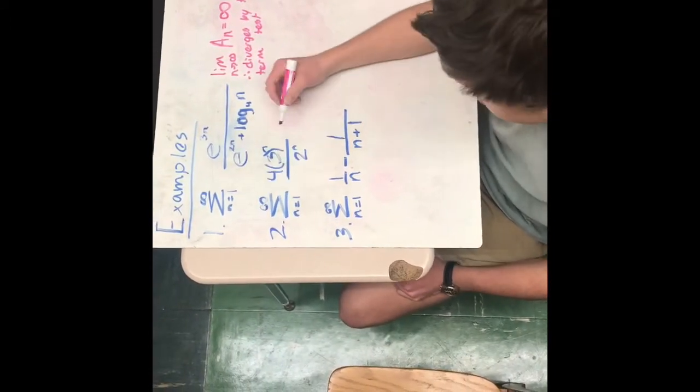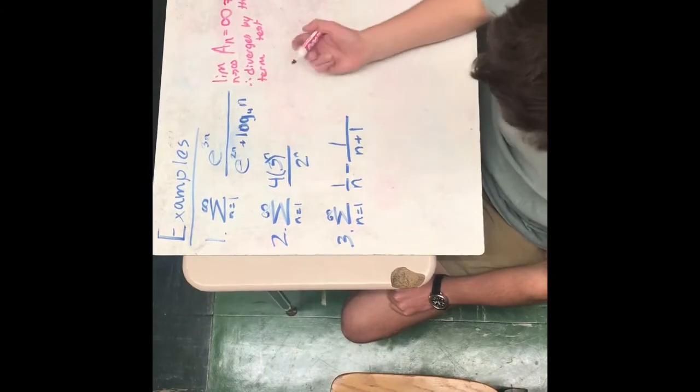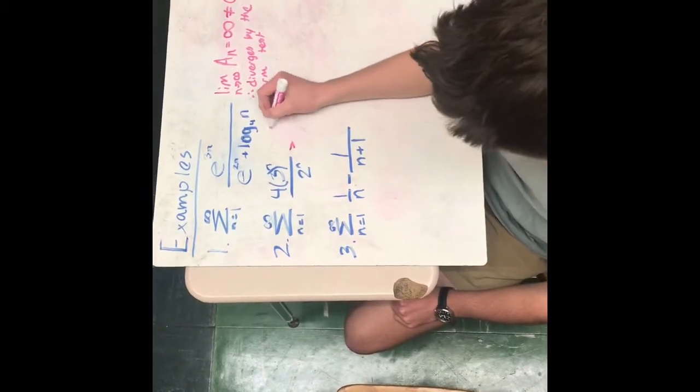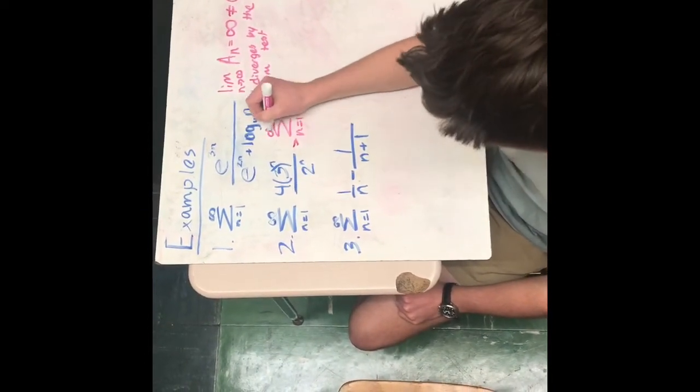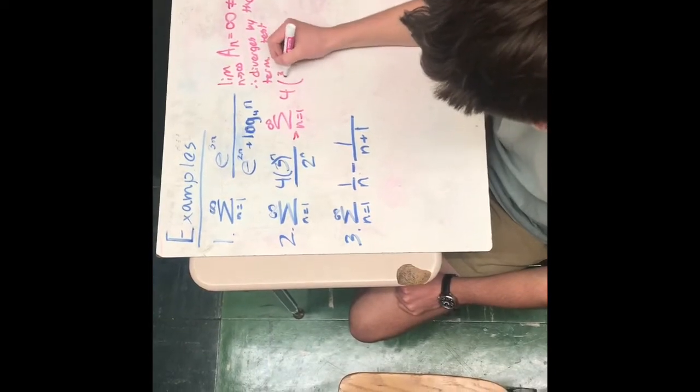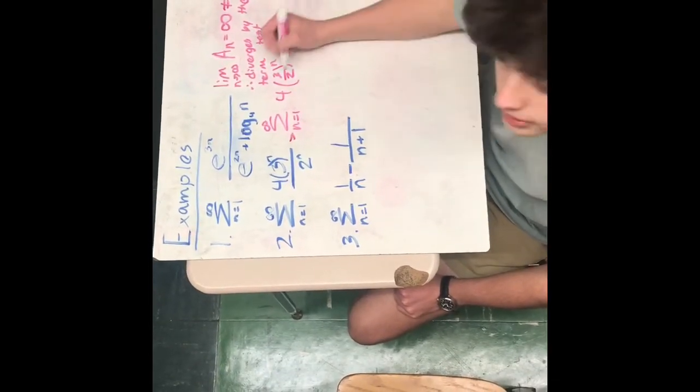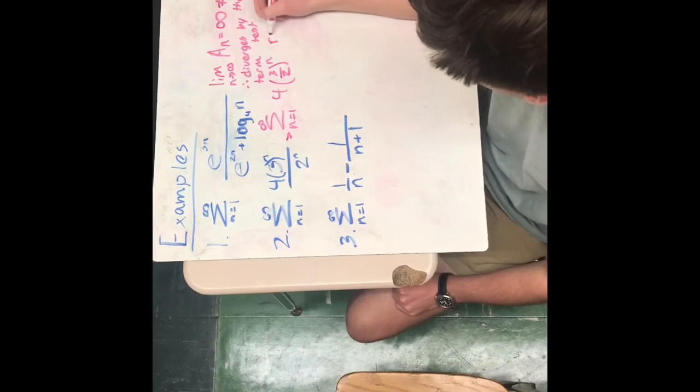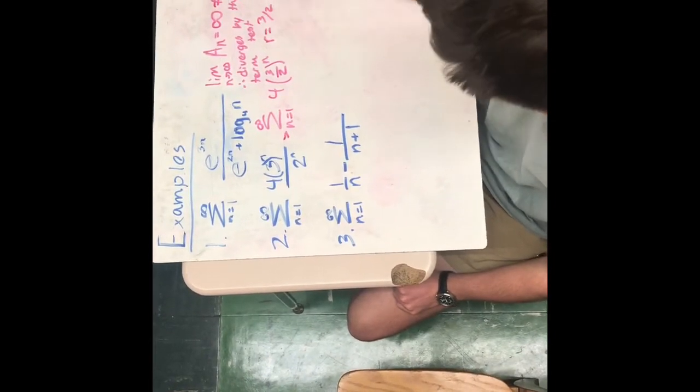Alright, the next one I can tell that this is a geometric series because I have 3 to the n over 2 to the n, and I can rewrite it like this. Three halves to the nth power. This I can easily see what the common ratio is. The common ratio equals 3 halves, as it is raised to the nth power.